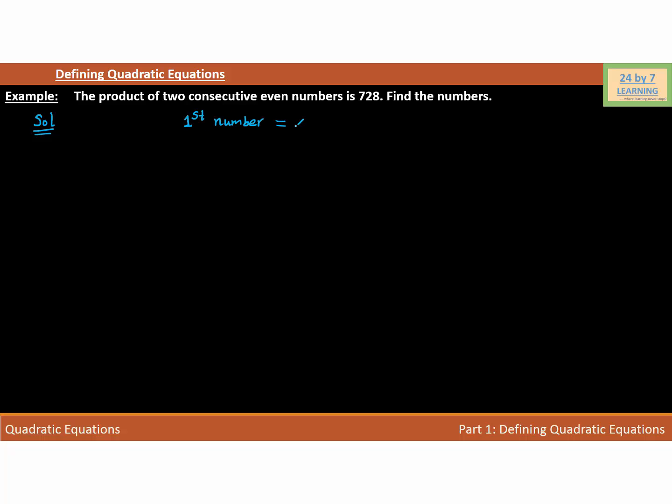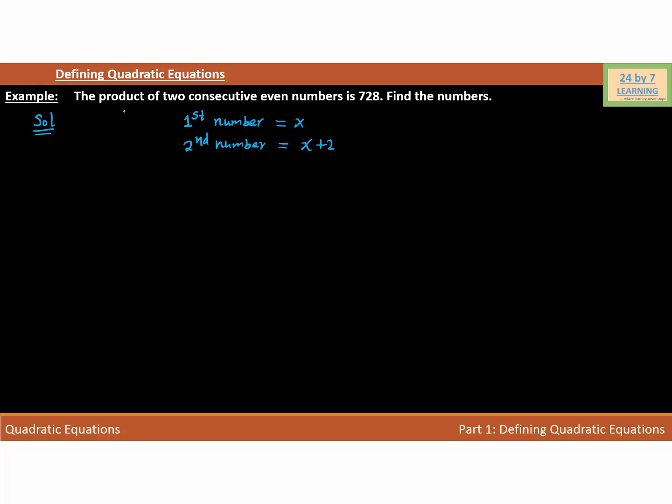Defining quadratic equations. Example. The product of two consecutive even numbers is 728. Find the numbers. So as you can see, it is given that we have two numbers and both numbers are even as well as coming next to each other. So if I take my first number as x, then my second number will be x plus 2, because even numbers come after a gap of a number. If my first even number is x, then I will get the second even number as x plus 2.